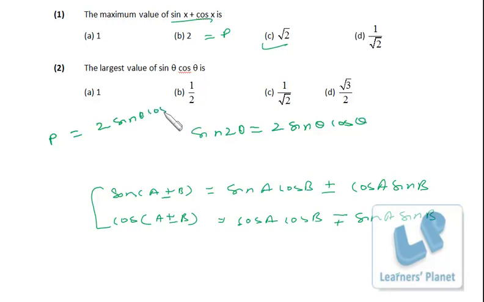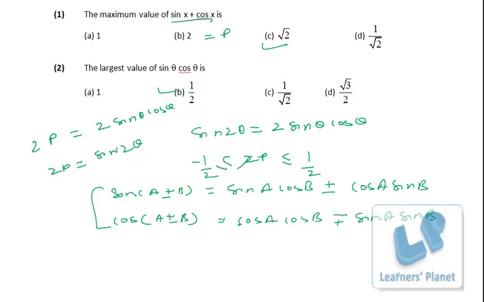I multiply and divide by 2. So 2 sin theta cos theta, here 2p. Okay, so 2p is equal to 2 sin theta cos theta, and 2 sin theta cos theta is nothing but sin 2 theta. Okay, now I know sin 2 theta lies between -1 to 1, right? So 2p will be greater than or equal to -1 and less than or equal to 1. That means p is greater than or equal to -1 by 2 and less than or equal to 1 by 2, right? So we want the largest value, that means maximum value, that means 1 by root 2. I'm sorry, 1 by 2. Okay?